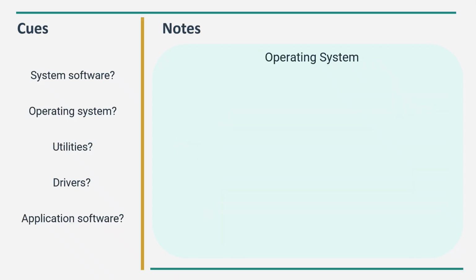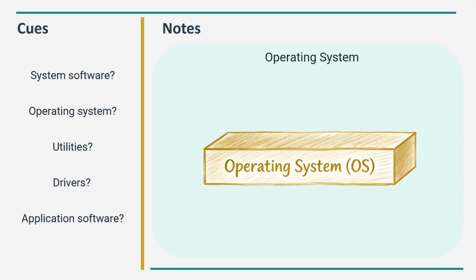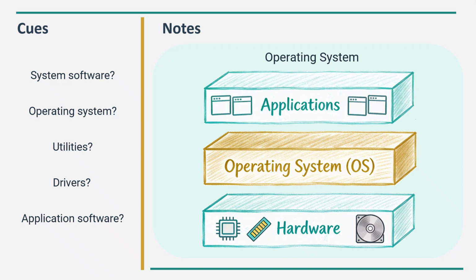So for this video, we are looking at the operating system and the hardware and the applications. And as we've just learned, the operating system controls the hardware and the applications are dependent on the operating system to work properly.